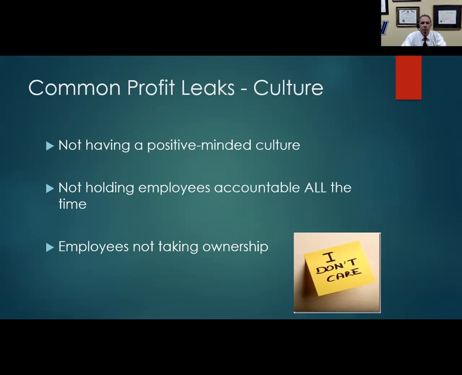Employees not taking ownership. This is where the employees do not have the mindset of the owner, and I hear this quite a bit. The employees who do, the owners sometimes don't realize how lucky they are, and that's something that is hard to teach. That has to come out in the interview process.